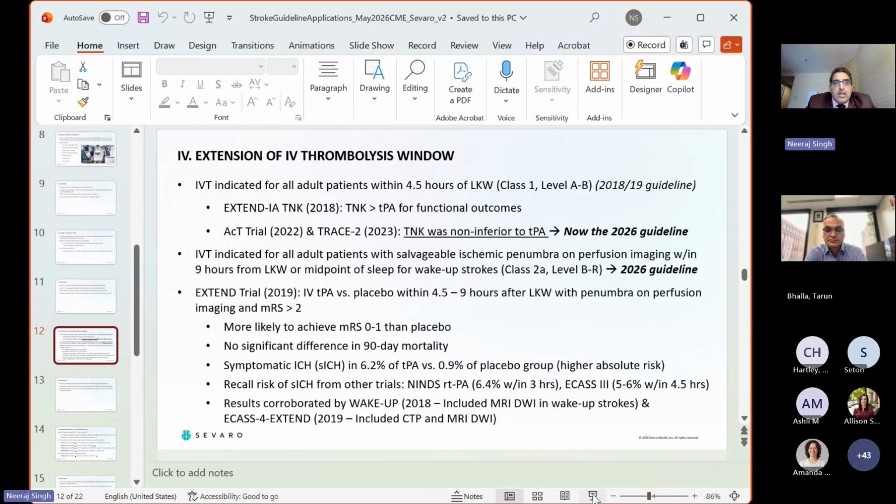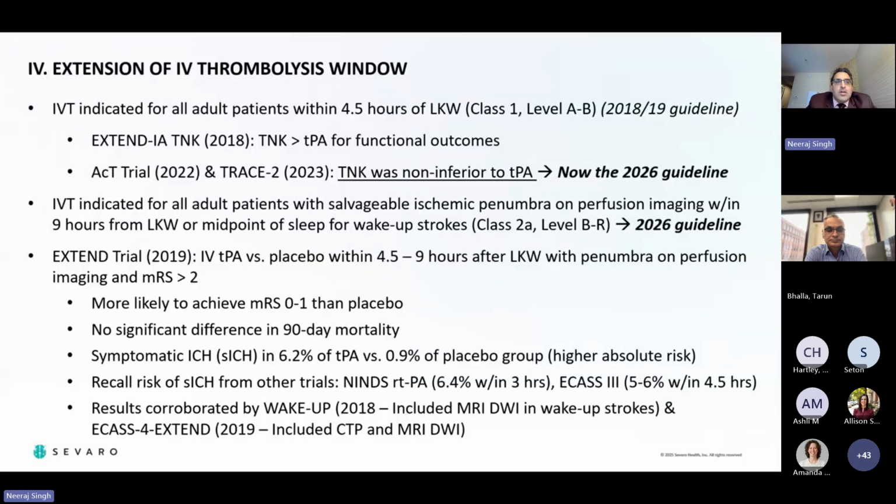So this is an important one, extension of the IV thrombolytic window. Just as a reminder, IV thrombolysis means with TPA or now TNK, it's indicated for all adult patients within 4.5 hours of last known normal. That's as of the 2018-2019 guidelines.